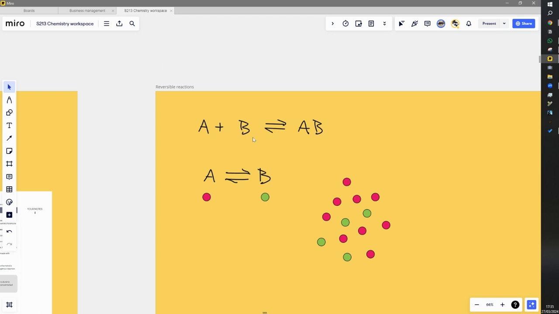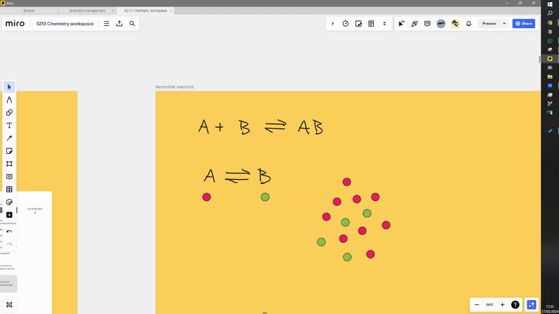Now, this is constantly happening, and there's never a point at which the reaction finishes, because whilst A is changing into B, B is also changing back into A. However, the rate at which A changes into B will eventually match the rate at which B changes into A.